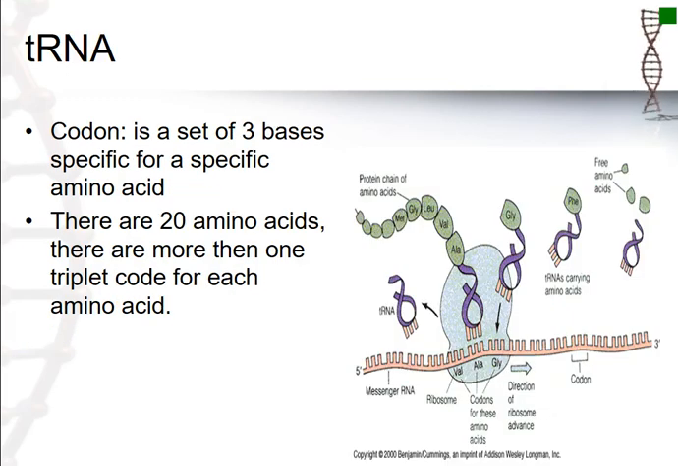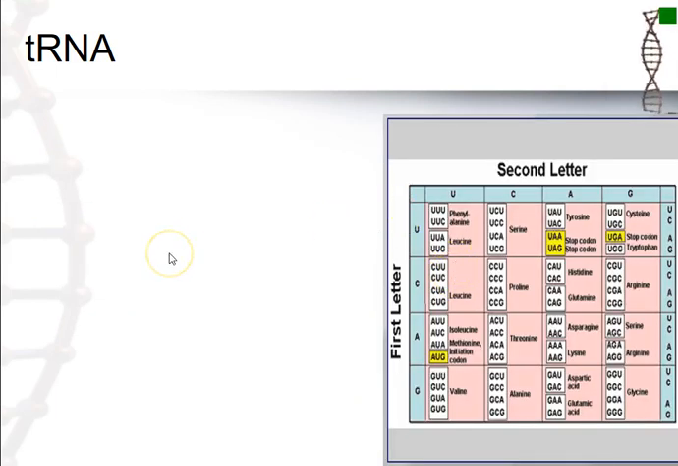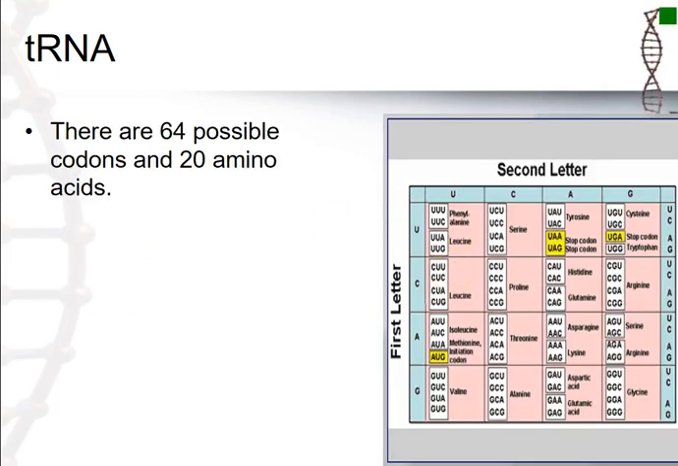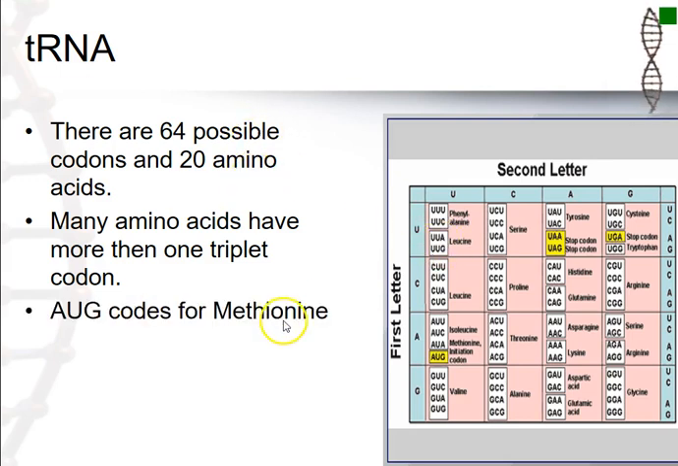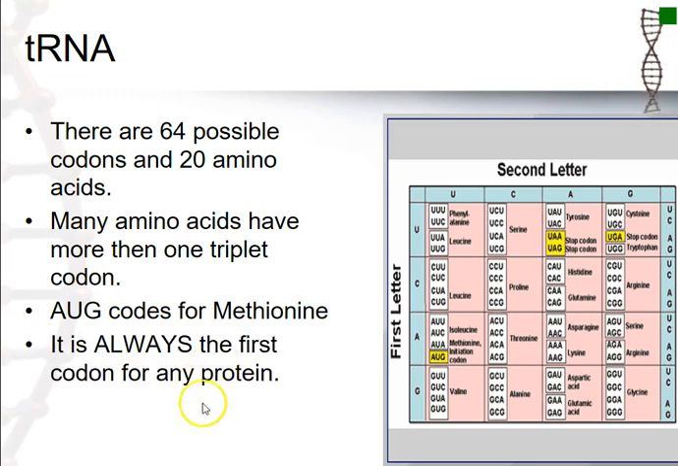mRNA is used as a kind of model, and then tRNAs bring in the correct amino acid, and then the ribosome goes step by step along the amino acids and builds this protein. Now, there are 64 possible codons with 20 amino acids, and many of the amino acids have more than one triplet. But there are certain ones, like AUG, which codes for methionine, and that is the first codon of every single protein. So that is the start codon.